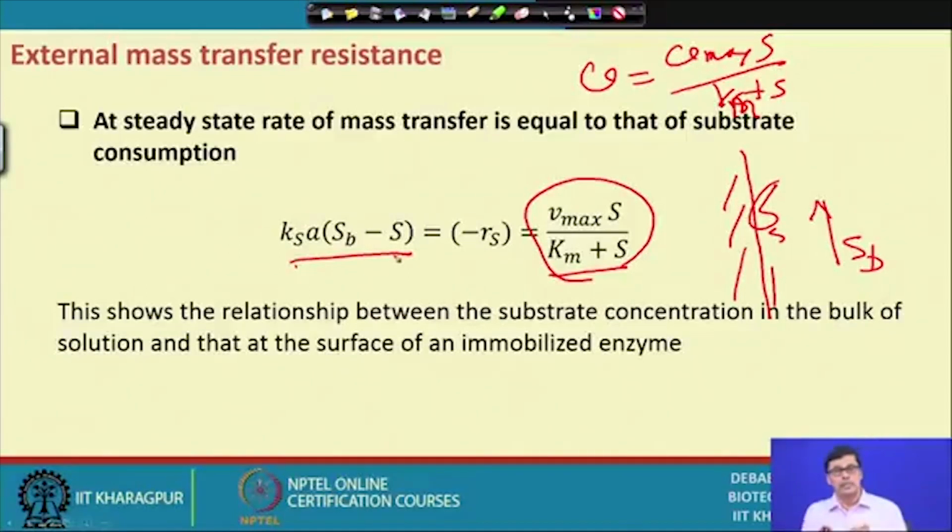Steady state condition means the rate of substrate diffusion from the bulk to the surface and the rate of reaction are the same. If the rate of reaction and the rate of diffusion are the same, then and only then will the substrate concentration at the surface of the enzyme, the surface of the solid matrix, be constant.